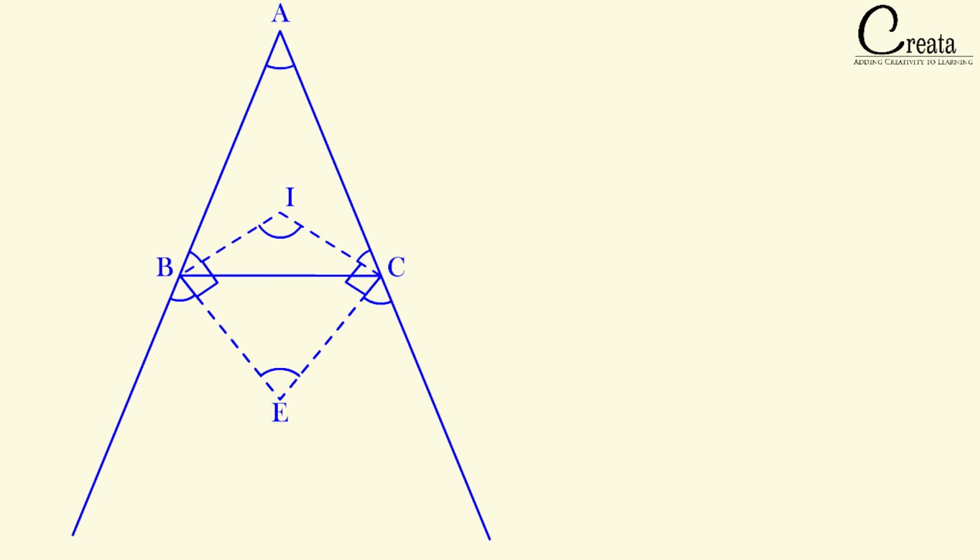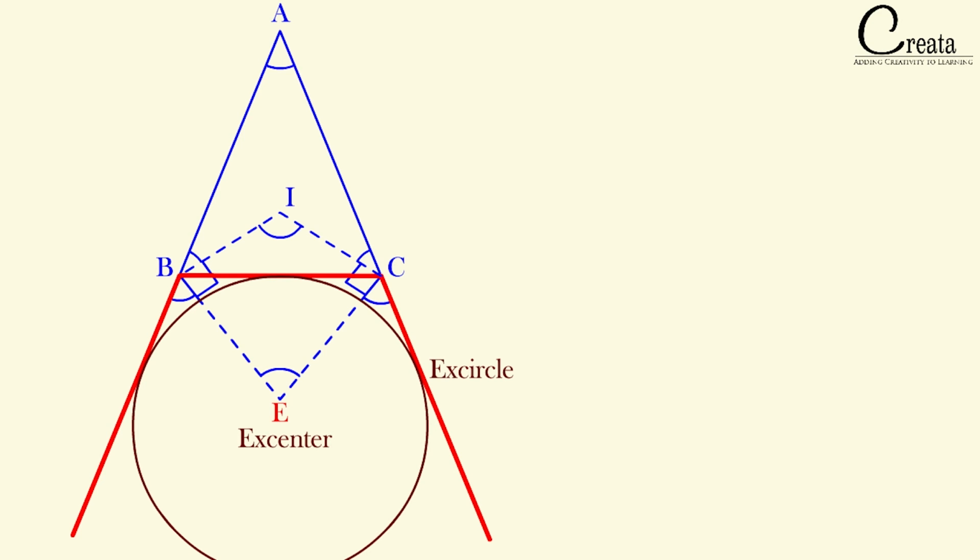Further, with E as a center, we can draw a circle which will touch the three sides of the triangle. One is the main side, that is BC, and two are the extended sides, that is the extension of sides AB and AC. This circle is known as the excircle. E is the center point of this circle, that is the excenter, and the radius of this circle is known as the exradius. This is similar to the incircle.